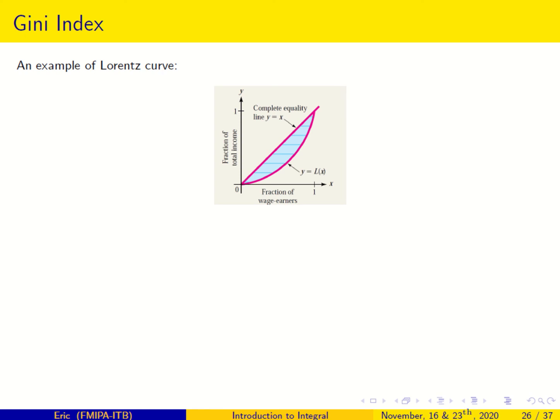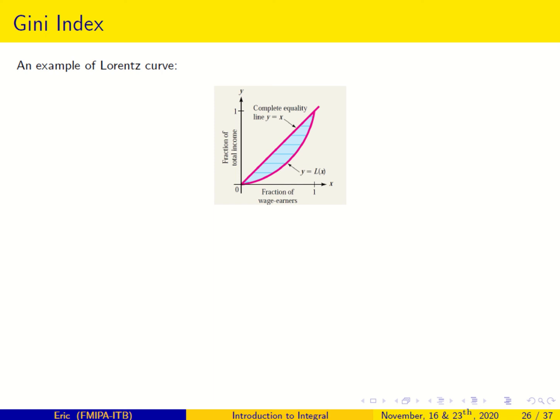So let's look at the example of the Lorenz curve. This is the fraction of wage earners. This is complete equality. So if you have this kind of L(x) and this one, this is what we usually write, L(0.9) equals 0.01.